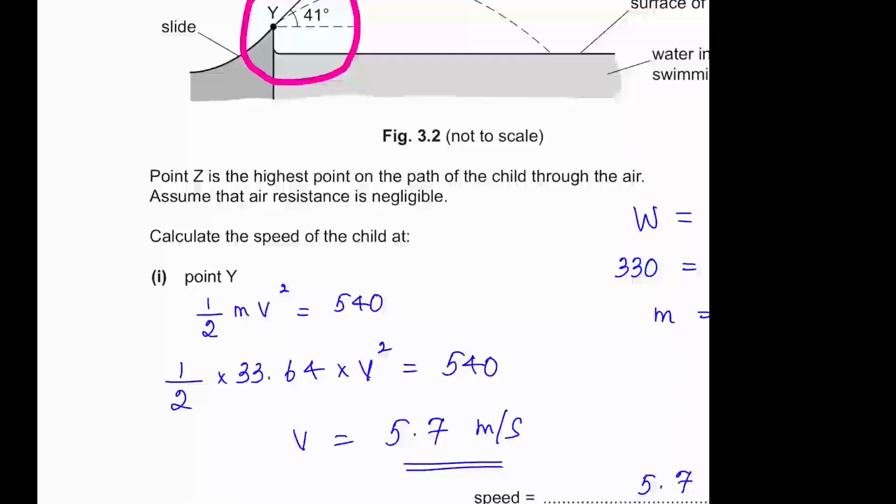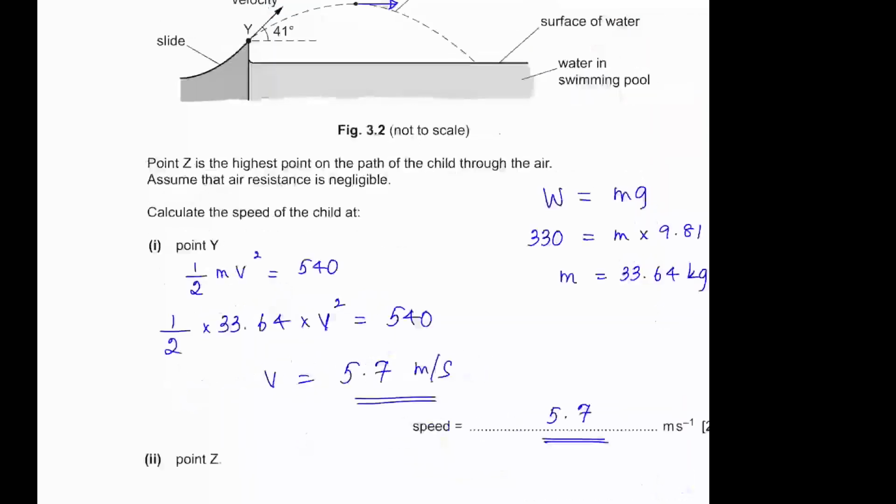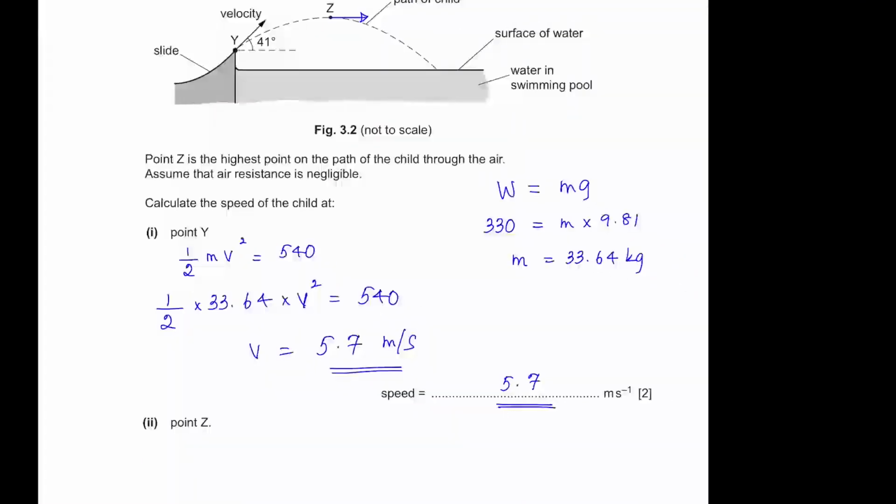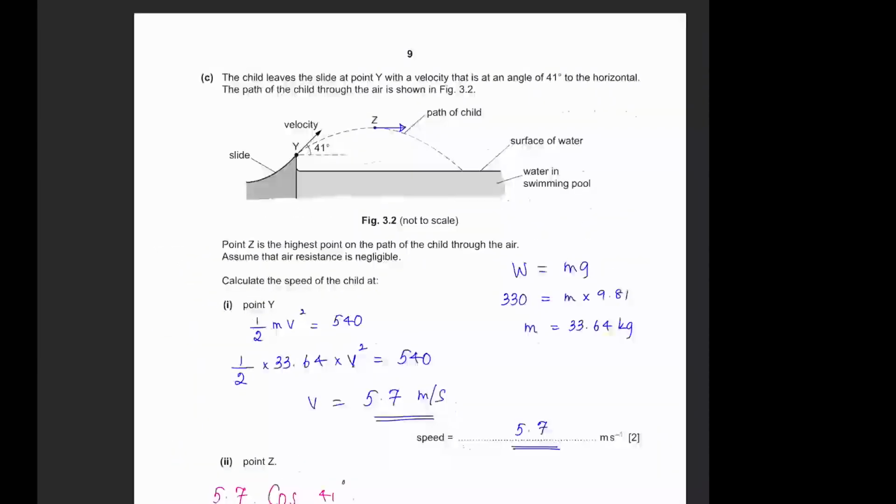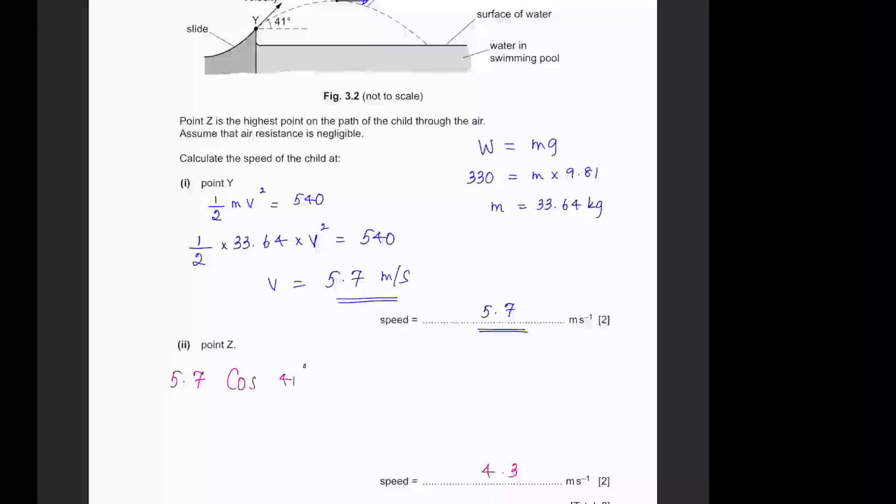Okay. So what is the velocity at Y? 5.7 cos 41. The horizontal component will be cos. So that is going to be 5.7 cos 41, which is 4.3 meters per second. Guys, you can check the mark scheme. This is May 2021, paper 22.